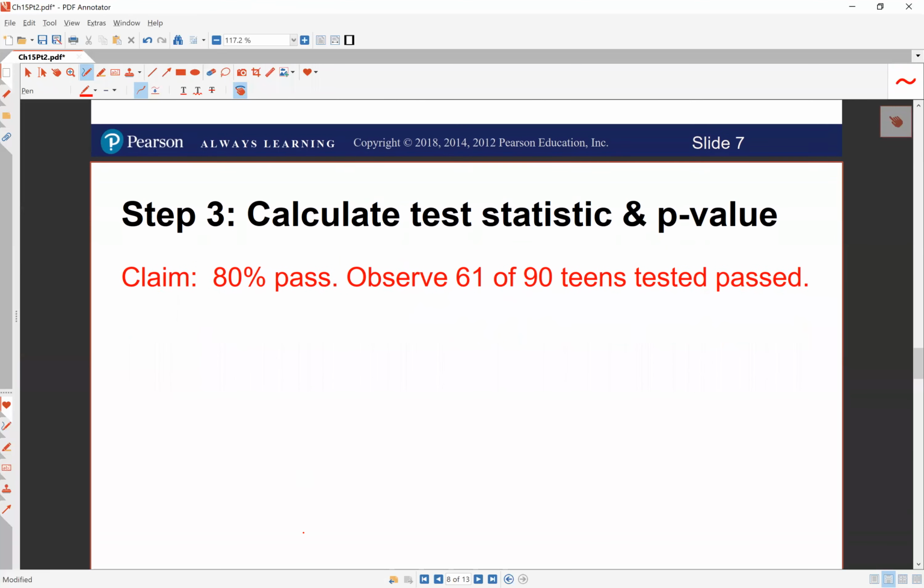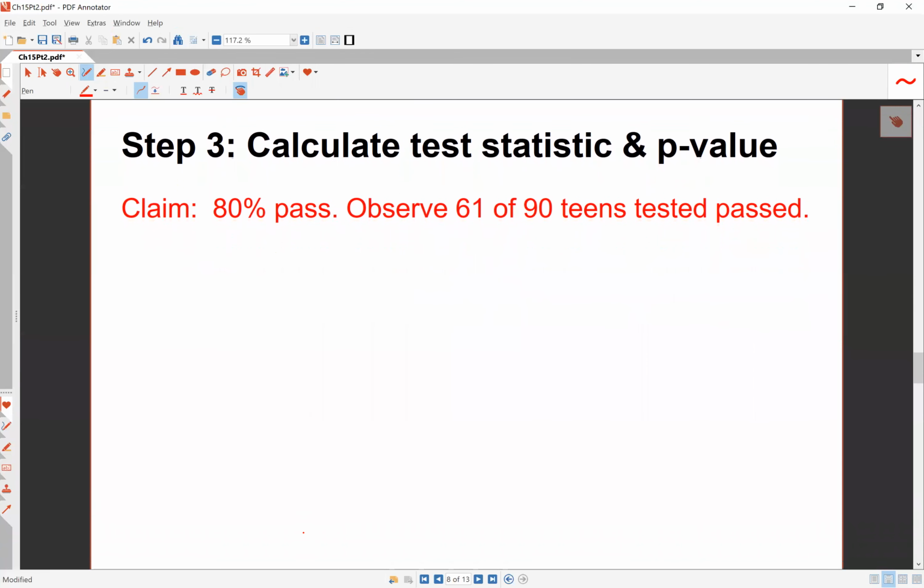Your third step after checking the conditions will be to calculate the appropriate test statistic and p-value. So we wrote down the formula for our test statistic a moment ago. It was the z-test. To calculate that, we need to know the value of p hat, our sample proportion. Now in this case, that's 61 over 90. That was our sample or our empirical pass rate. And if you calculate this, you'll get 0.678.